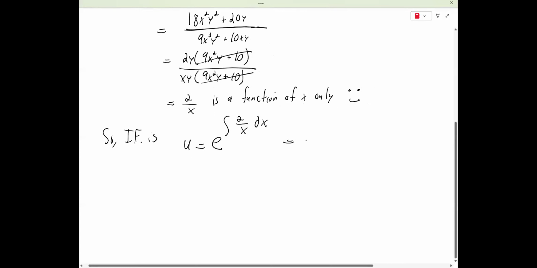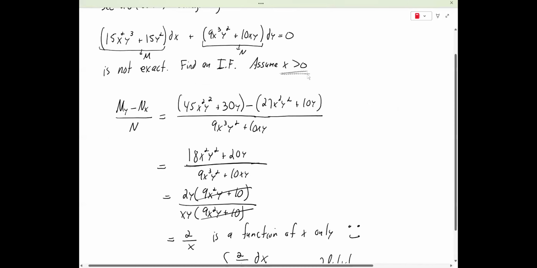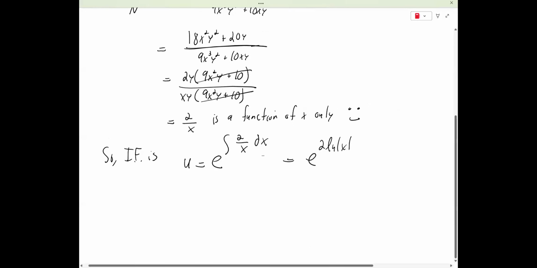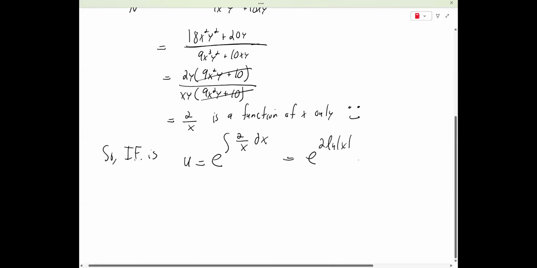Equals e raised to the integral of 2 over x. That's 2 ln x, right? So that's 2 natural log absolute value of x. And I mentioned here that x is greater than 0 in the beginning. So I can drop the absolute value, and you do some stuff there. That becomes x squared right there. So that's the integrating factor.